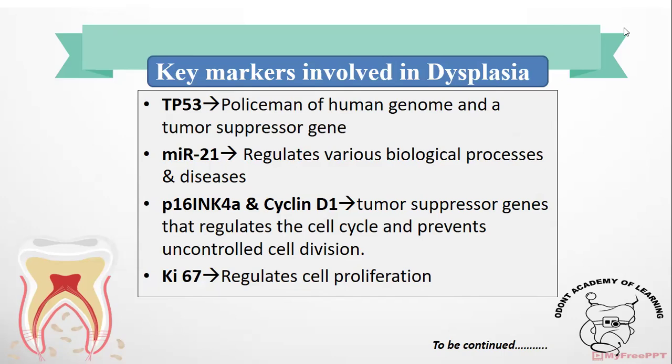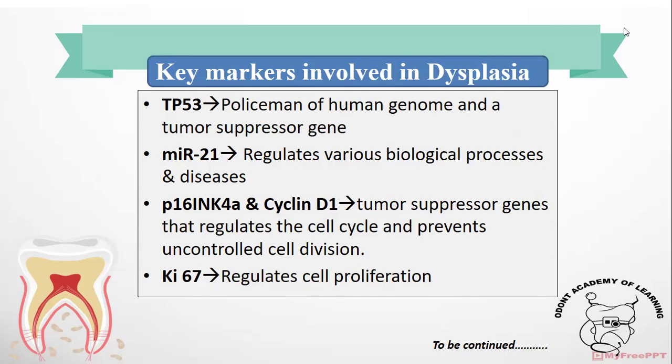Third molecular marker is P16, P16 INK4A, and cyclin D1. Now, these are basically tumor suppressor genes, and their main function is to regulate the cell cycle. Because these markers are associated with regulation of the cell cycle, they basically prevent uncontrolled cell division. And if these proteins or protein markers are mutated or they are not working properly, then that could result in uncontrolled division, which could result in the development of a pathosis or epithelial dysplasia, dysplastic changes in that specific area.